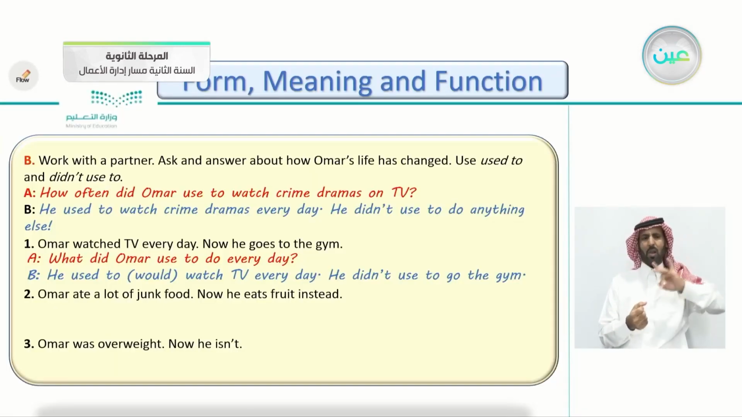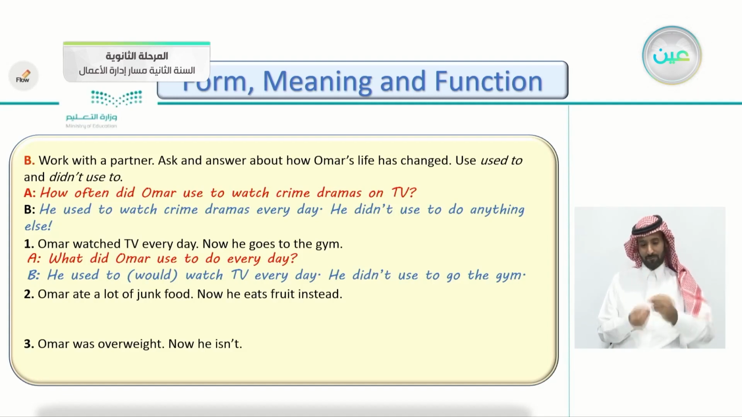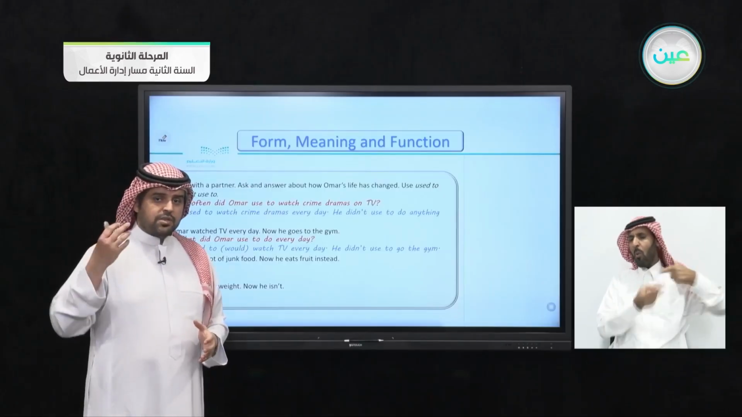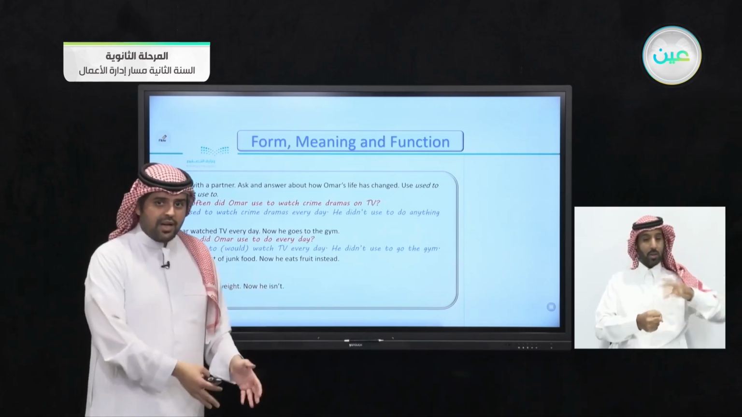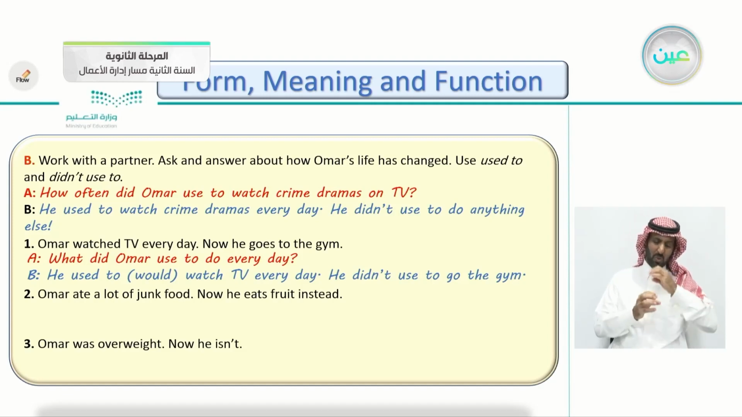The second one, Umar ate a lot of junk food. Now he eats fruit instead. Same as the question before. We know something about someone's history. What did he do in the past and what's he doing now? Again, Umar ate a lot of junk food in his past. Now he eats fruit instead. So give me, just like the previous question, a question and an answer.